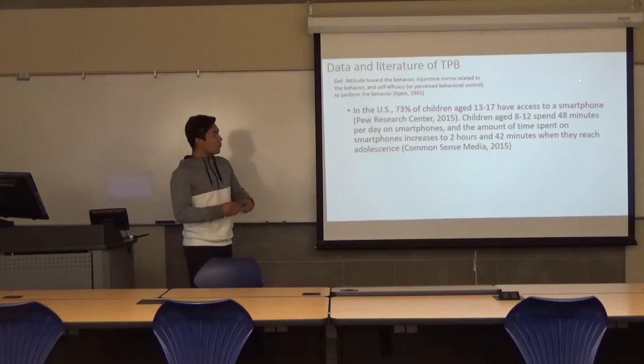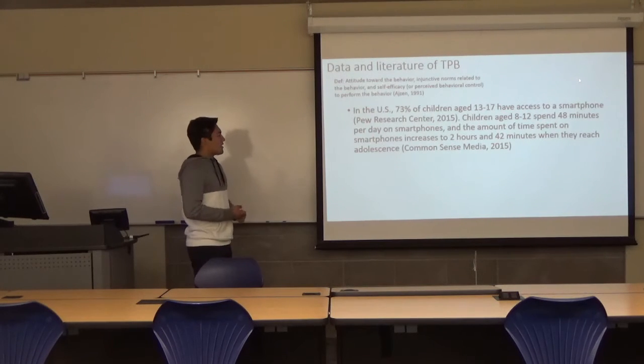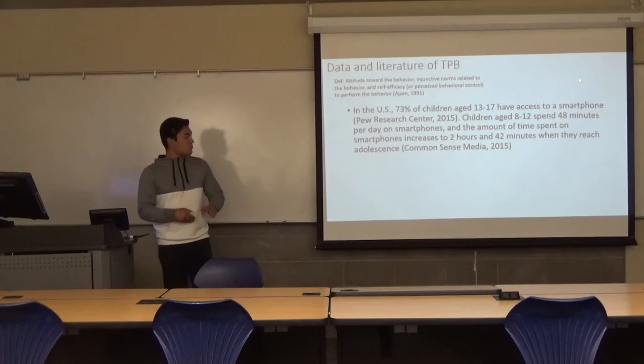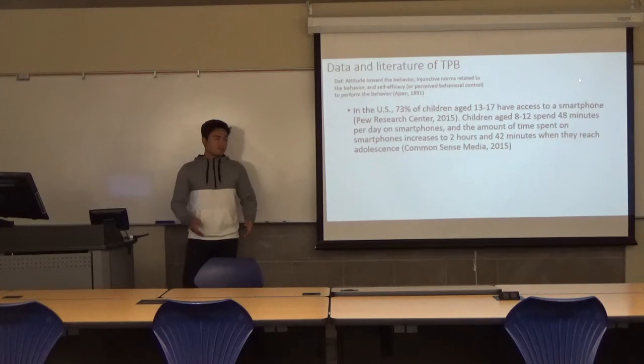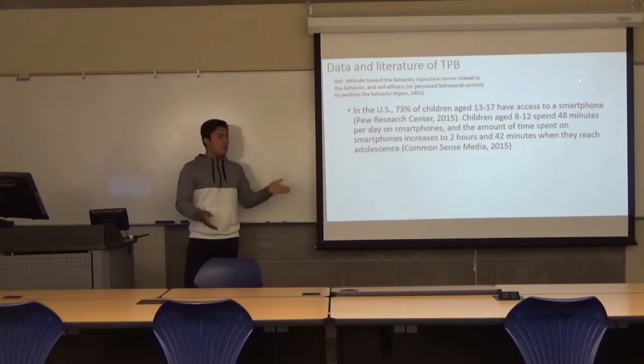Children ages 8 to 12 spend at least 48 minutes a day on smartphones. This is also more generalized to touchscreen devices. And the amount of time spent on smartphones increases to 2 hours and 42 minutes when they reach adolescence, which is just the farther along their developmental stages between 8 to 14.